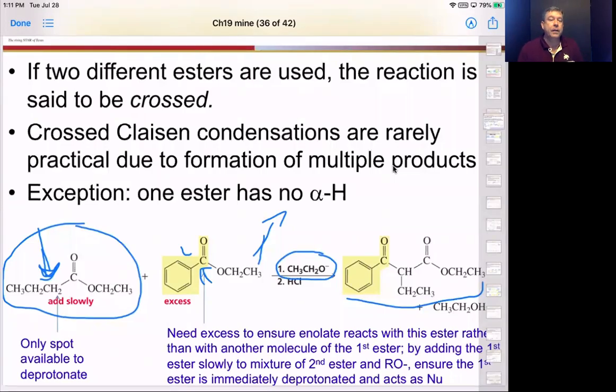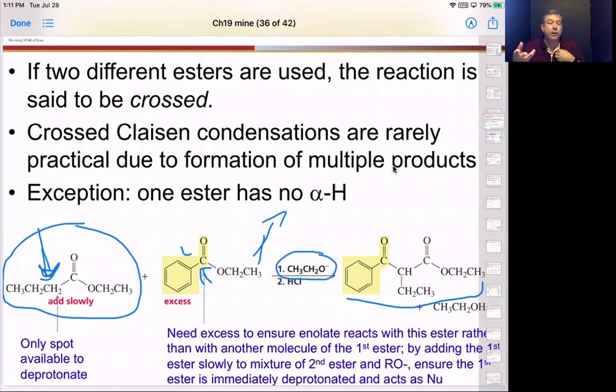Okay, so we're going to continue on with chapter 19. We just introduced the concept of the Claisen reaction. The Claisen reaction was exclusively for an ester, and it required at least one of the esters in the system to have alpha hydrogens that can be deprotonated. And then we had 4 different varieties.